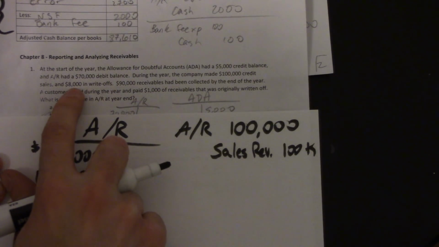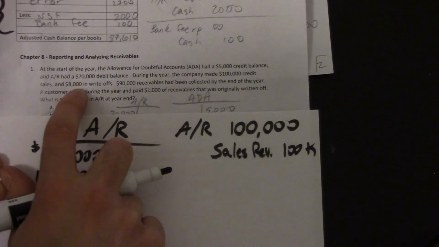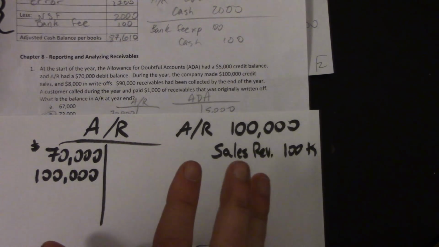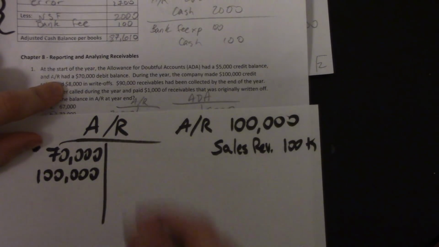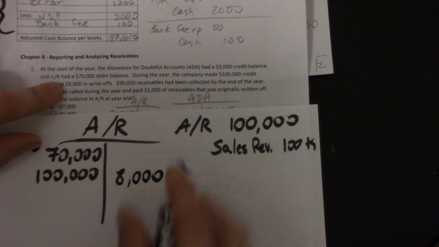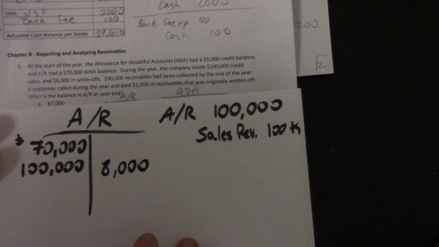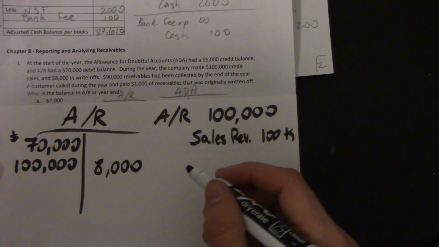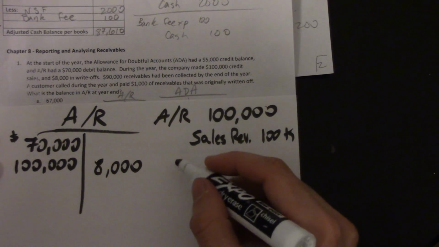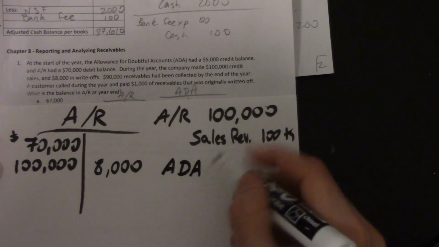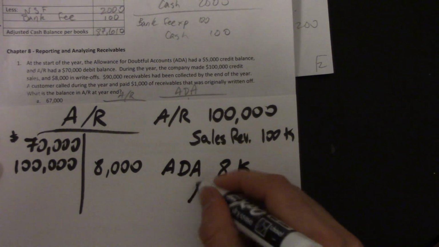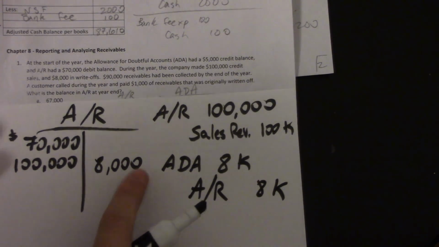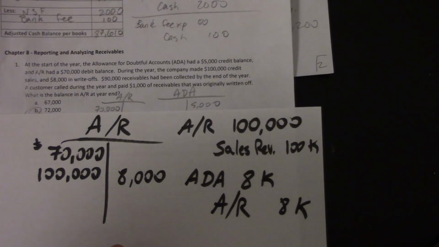We've made $8,000 in write-offs. So we said, okay, we're never going to collect this $8,000. So we're going to take that out of our accounts receivable. Here's the journal entry. When we write off our receivables, we debit allowance for doubtful accounts for $8,000, and we credit accounts receivable by $8,000. And that's exactly what we did. We credit accounts receivable by $8,000.